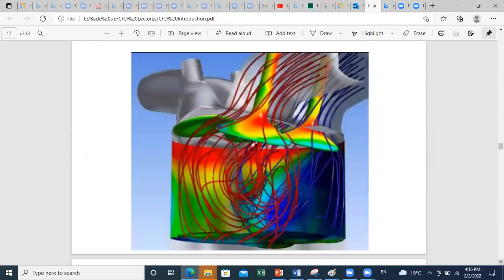As we said, we also have heat transfer applications that can be investigated in ANSYS Fluent. Here we can see, for example, the simulation of internal combustion engines. These are the valves, admission and exhaust valves. So you can study first the turbulence within the combustion chamber.